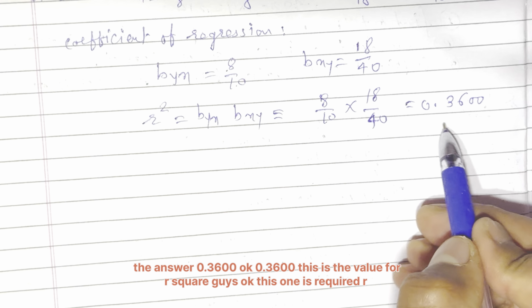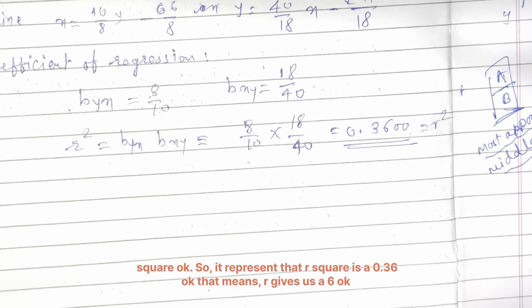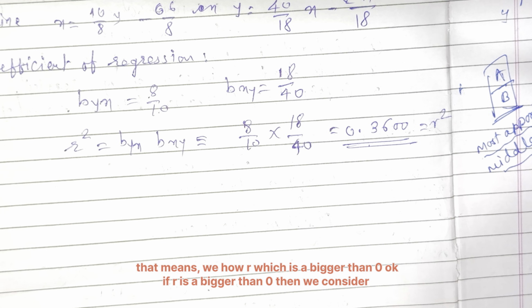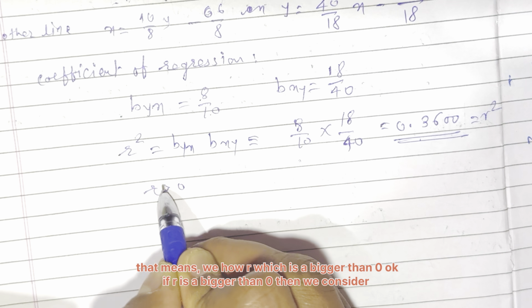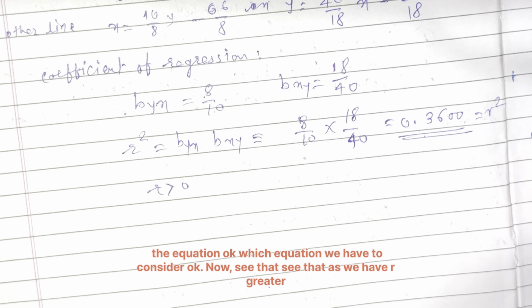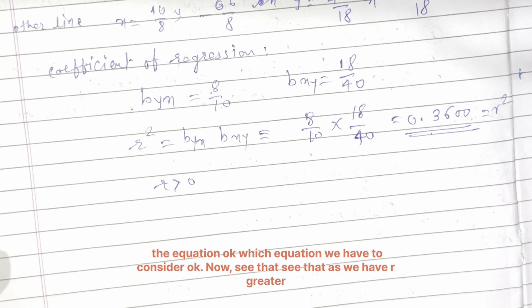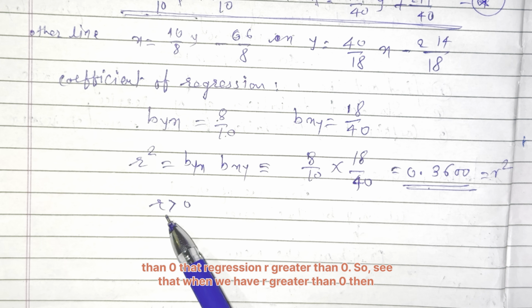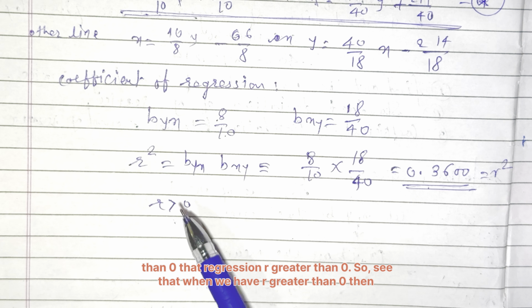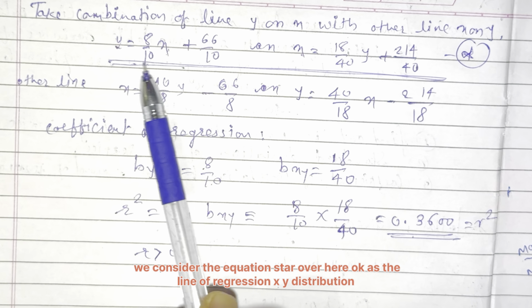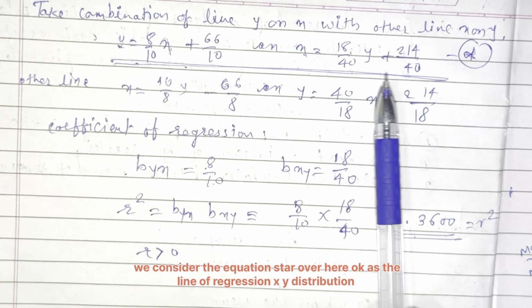This is the value for r square, guys. This is the required r square, which is 0.36. That means r gives us 0.6, so r is bigger than 0. If r is bigger than 0, then we consider the equation star over here as the line of regression.